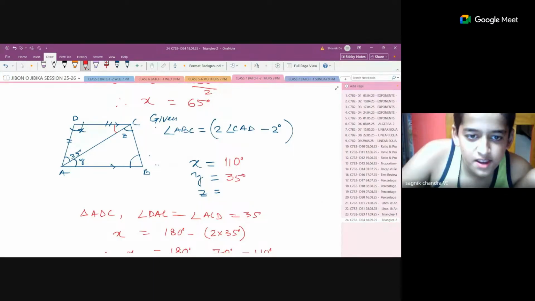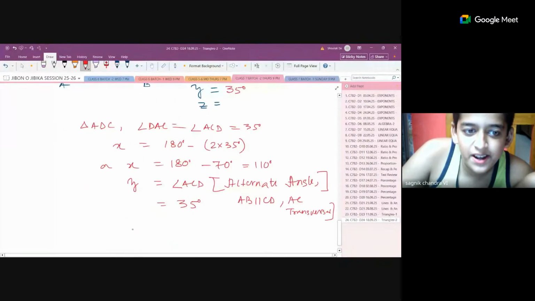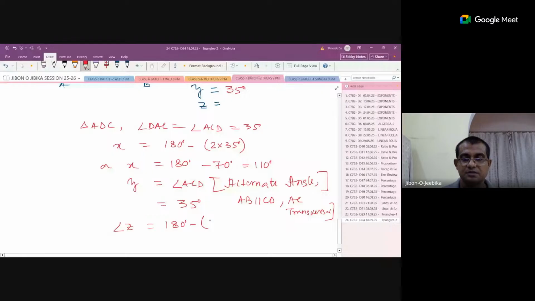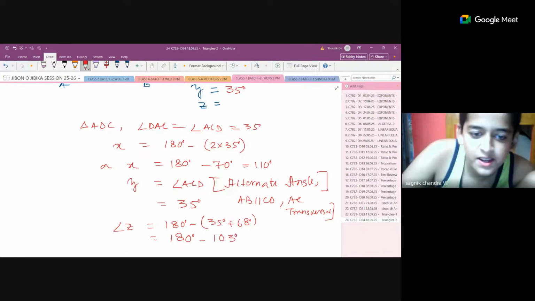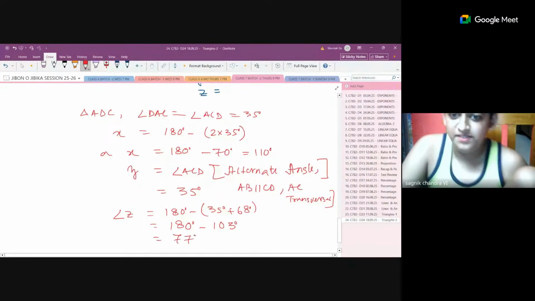So ABC is 2 into 35 degree, that means 68 degree. Then z is equal to 180 degree minus 35 plus 68. 180 degree minus 103. So this becomes 77 degree.